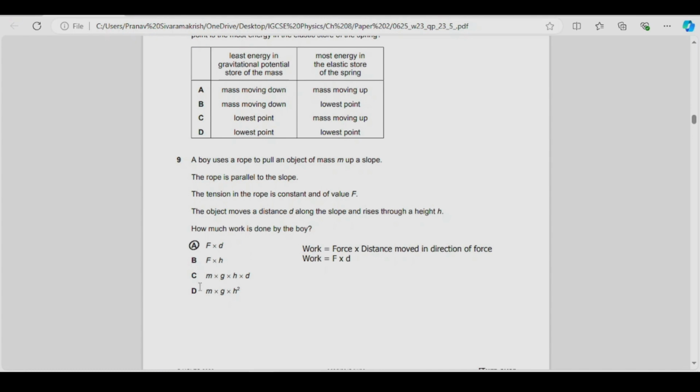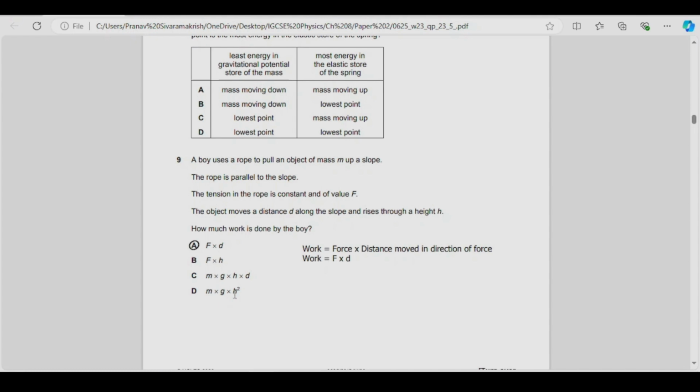So it can't be B. Now, if you look at C, we don't even know what quantity that is, because mgh is essentially the quantity for energy, and that's energy multiplied by distance. So there is no such quantity that exists.